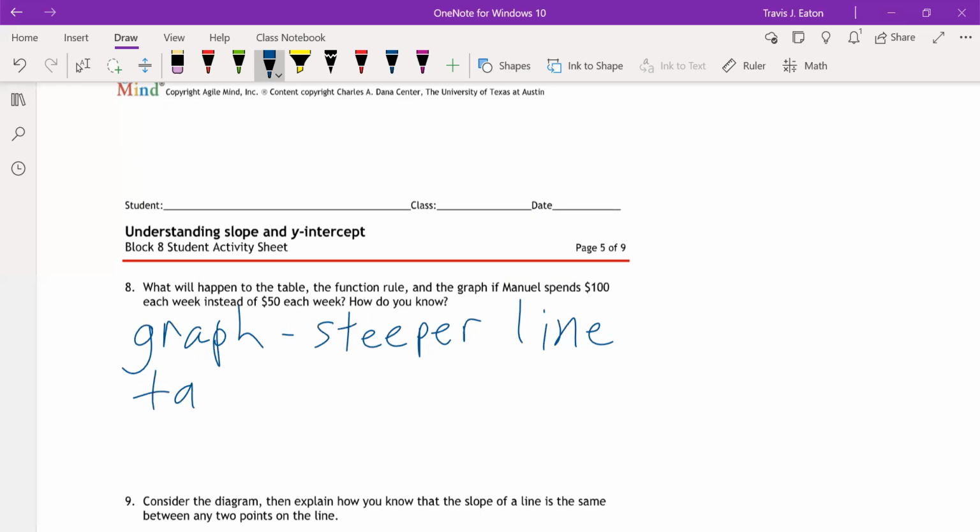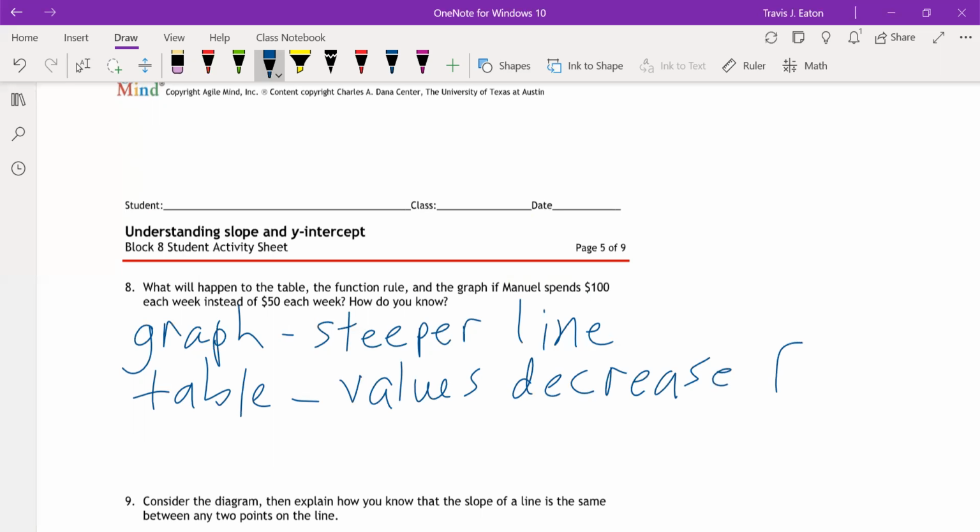So for the table, the values would decrease faster, because he's spending that money.